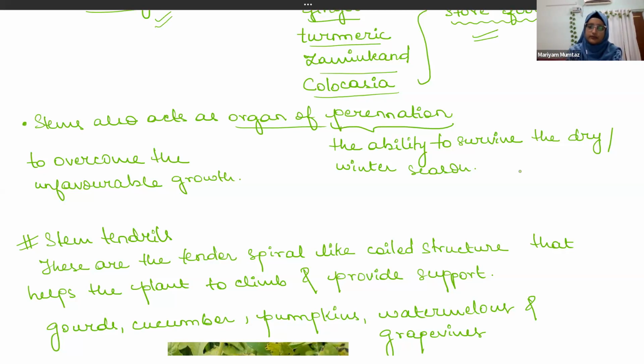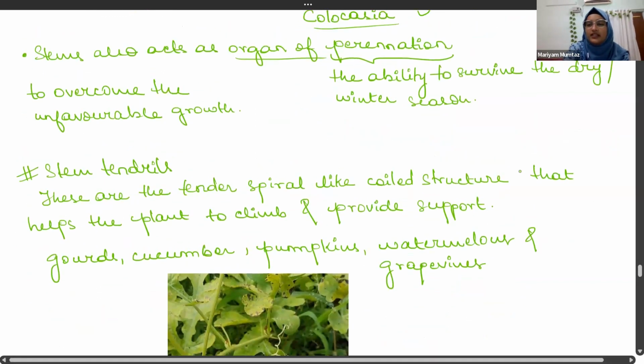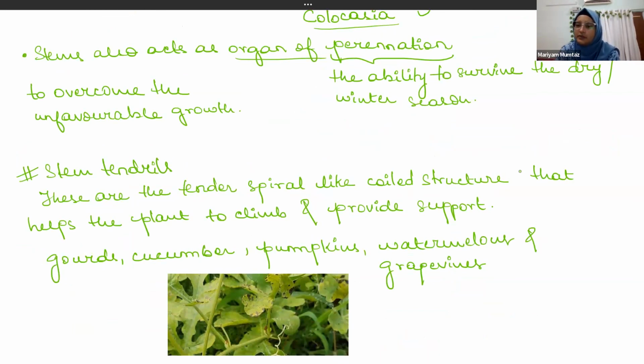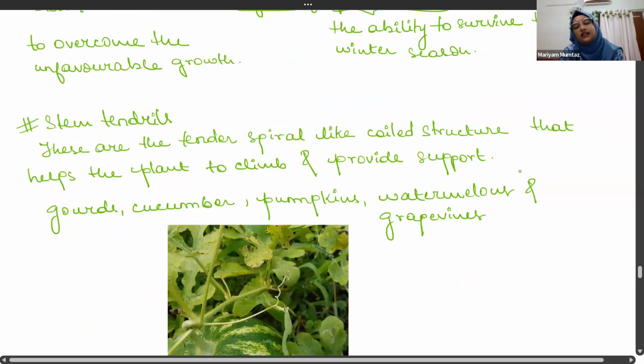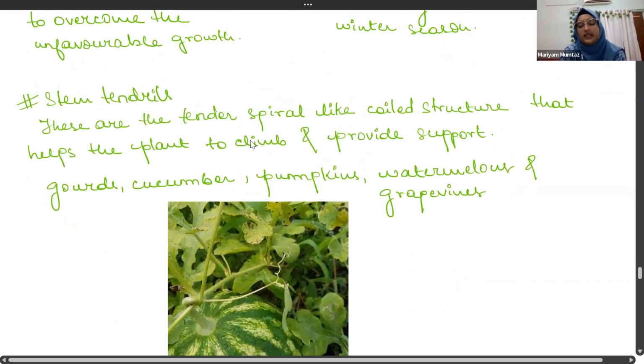Clear? So the first one was the modification of the underground stem to store food. Then came the modification of stem as an organ of perennation. And what is the meaning of perennation? It is basically the ability to survive the dry or the winter season. Basically, all the unfavorable conditions come under this. So perennating is to survive that. Good. Now see, there's another modification which is the stem tendrils.